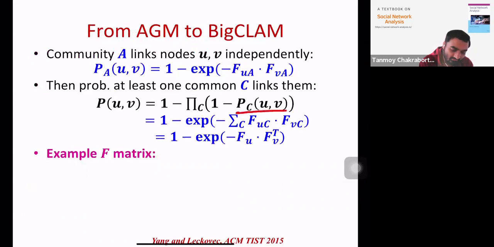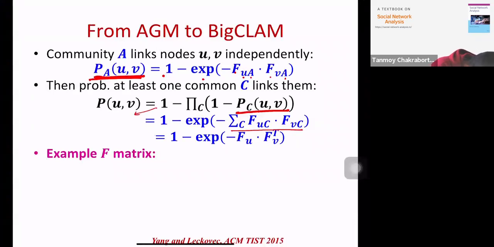We can easily calculate P_C(u,v) because we know what P_C(u,v) is. It is 1 minus exponential of f_uc times f_vc, right? So this is the formula. Let me rewrite.